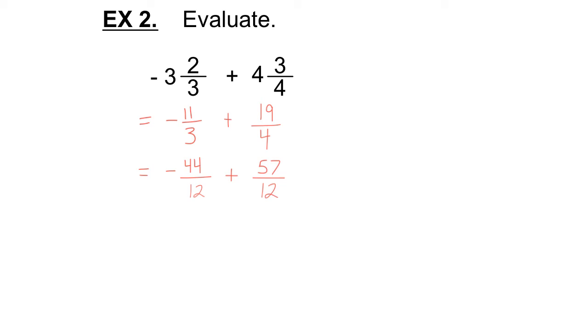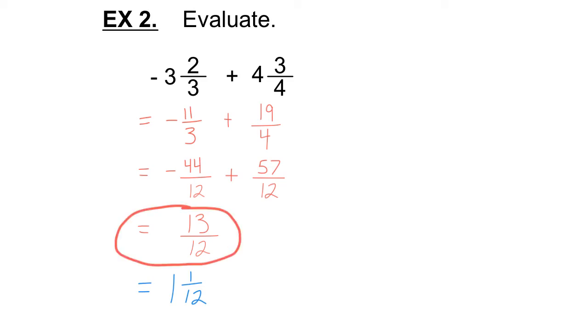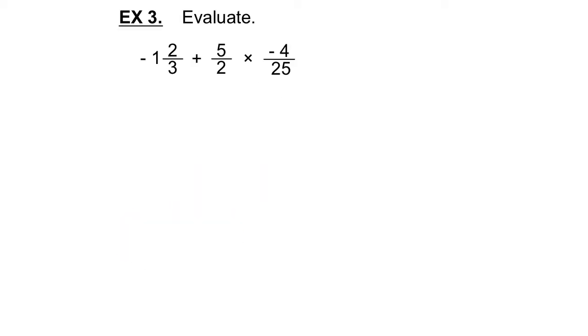So because we have a common denominator, we can just now add these two fractions together. Just look at the top. Negative 44 plus 57. Well, that's 13, and it's over 12. So our answer is 13 over 12. And you could write this as 1 and 1/12. That wouldn't be wrong, but we can just stop with the improper fraction. That's fine. In this last example, I have a mixed number.